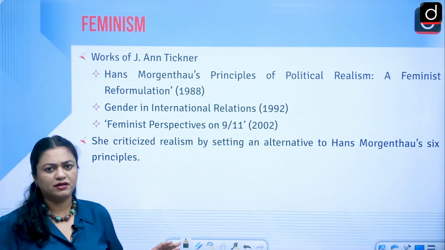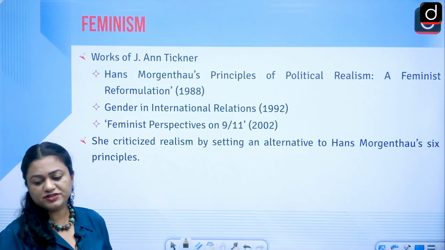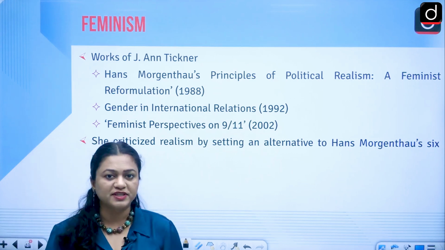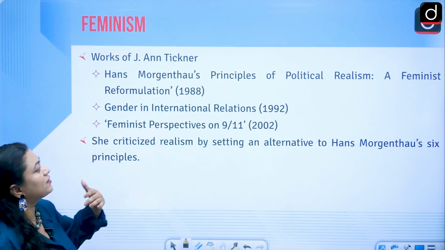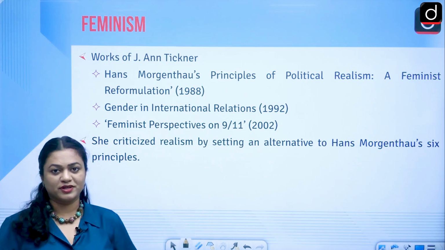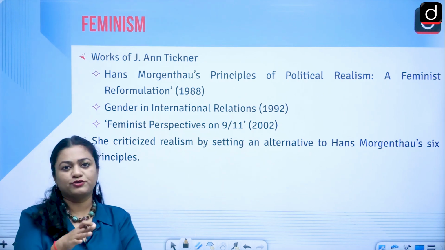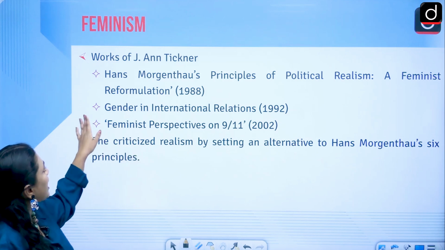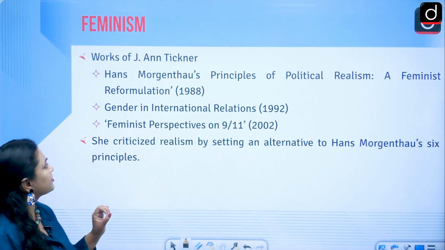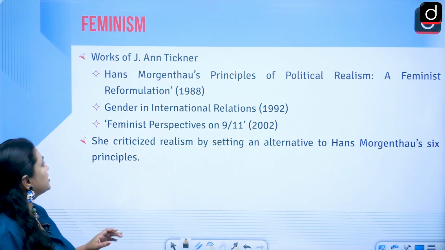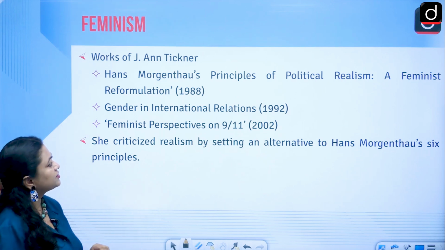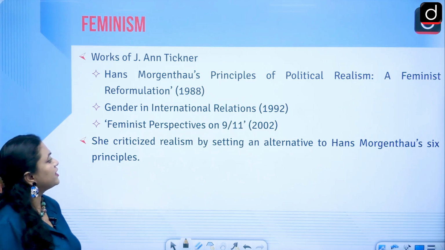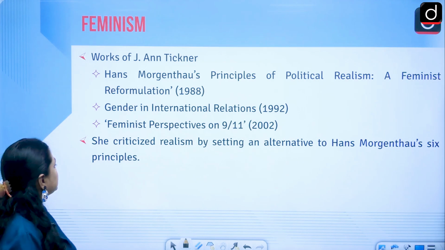So the works of J. Ann Tickner, one of the most famous feminist theorists in international relations. She criticized realism, especially Hans J. Morgenthau's six principles, and produced an alternative: she questioned Morgenthau's principles and then produced a feminist version of them. Now, famous works of J. Ann Tickner: Hans Morgenthau's Principles of Political Realism: A Feminist Reformulation, 1988. Then she wrote Gender in International Relations, one of her most prominent works, published in 1992. Feminist Perspectives on 9/11, 2002. She criticized realism by setting an alternative to Hans J. Morgenthau's six principles. Okay.